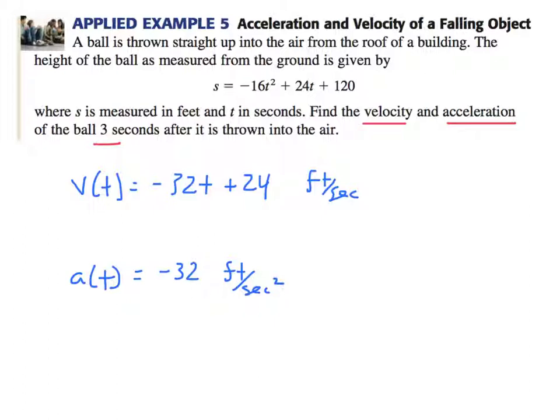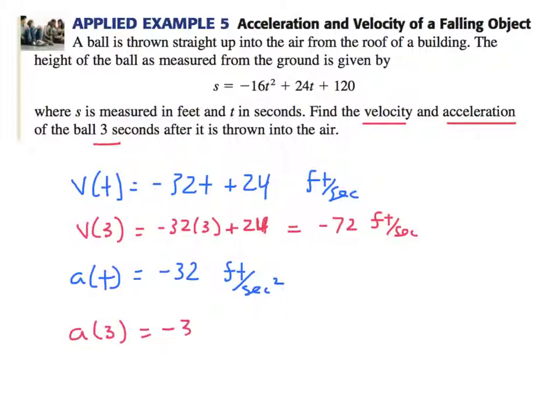So for the velocity, if I plug in 3, I'm going to do v of 3. I get negative 32 times 3 plus 24. And if I'm not mistaken, that works out to be negative 72 feet per second. Of course, you're welcome to check my calculations there. And then a of t, when you plug in 3, you still get negative 32. So our acceleration at t equals 3 seconds, or 3 seconds after the ball is thrown, is still negative 32 feet per second squared.